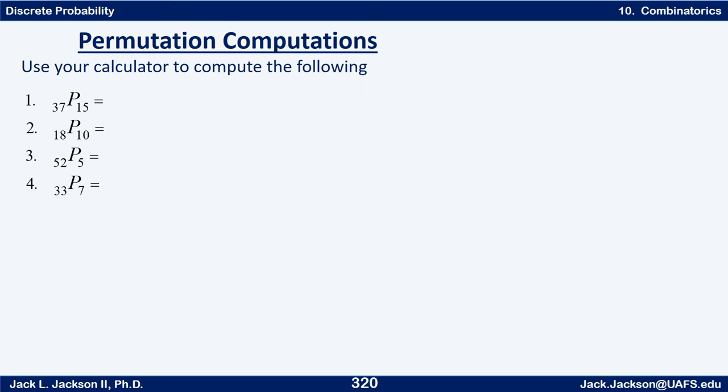So these, let's look at the calculator and have it do the calculations for us. Use your calculator and compute these 4 different permutations: 37 permute 15, 18 permute 10, 52 permute 5, and 33 permute 7. Just do this using your calculator. Go ahead and work it out. Come back when you're finished. Press pause now.